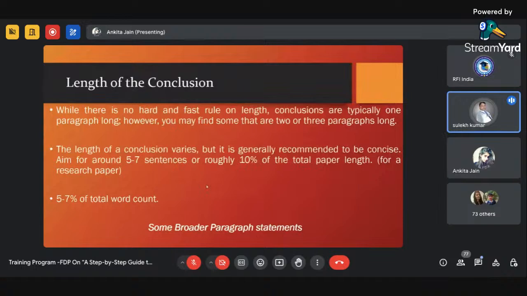Yeah. So, as I have written here, 5 to 7 sentences, or roughly 10% of the total paper length. I'm just talking about a research paper, right? Or there should be one paragraph, not more than 3 paragraphs. So that is the length the conclusion should be. Some broader paragraphs or statements should be there, which are enough for the conclusion, right?